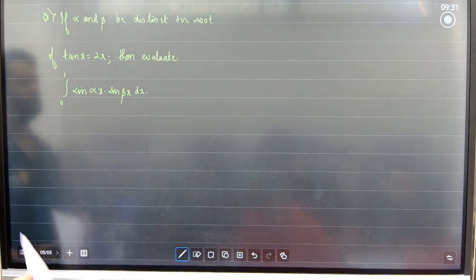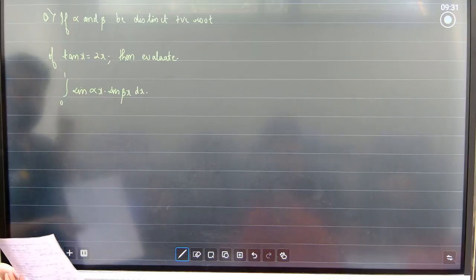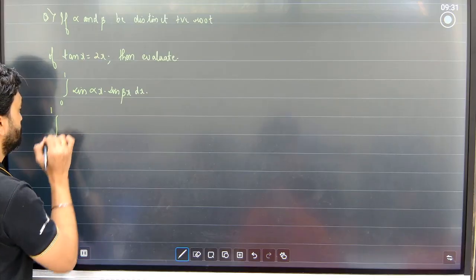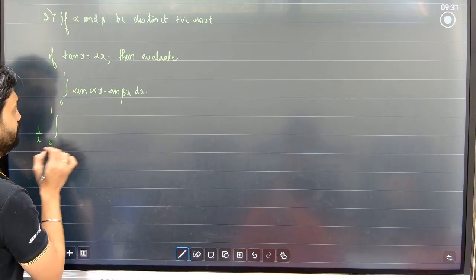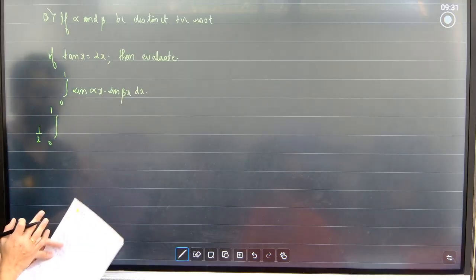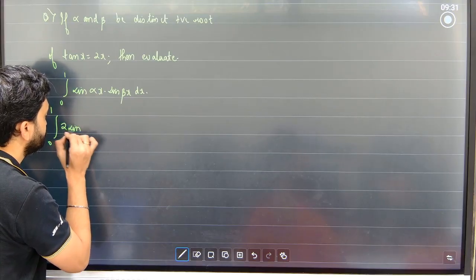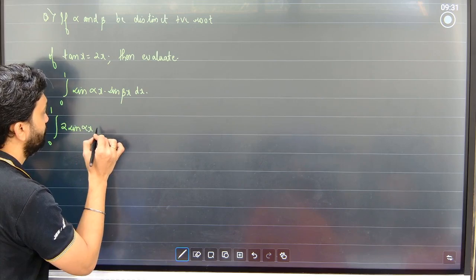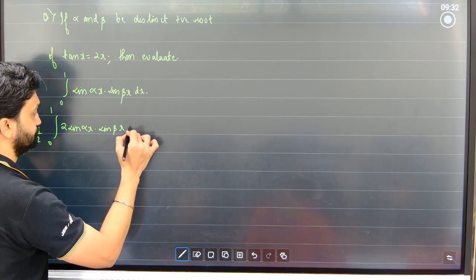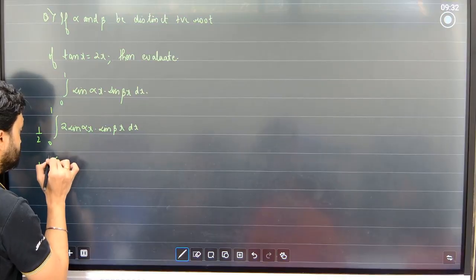Okay, sin alpha x into sin beta x. Good question. This is a very nice question. So when I start solving this, I understand a very simple idea. From 0 to 1, I'll multiply and divide by 2. This will become half integral 0 to 1 of 2 sin alpha x into sin beta x dx.